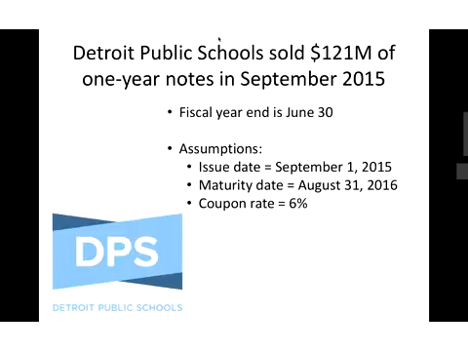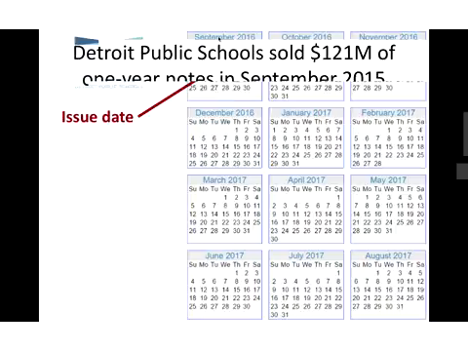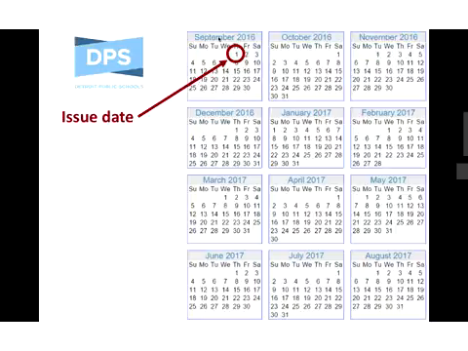So a coupon rate means these notes that they're issuing, they're borrowing the money for 1 year. So they went out September 1st, they collected $121 million, and now they owe $121 million, and they're going to pay 6% interest on those notes. What we're going to do here is in the handout. I must apologize. When I was putting this together, I skipped ahead, so you'll see 2016. My calendar is 2016. I meant 2015. So the issue date was September 1st, 2015.